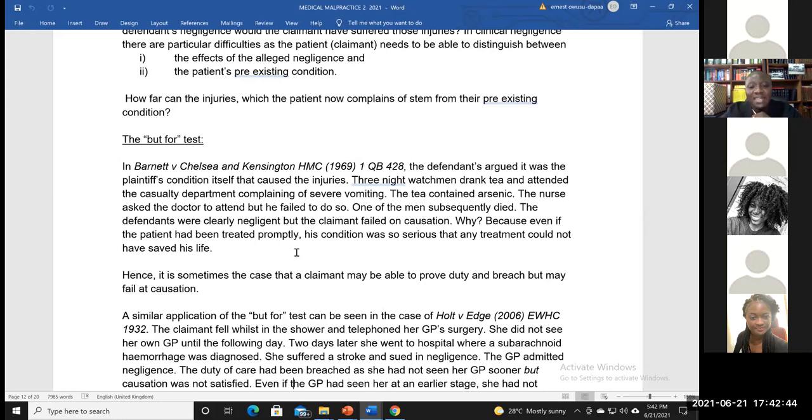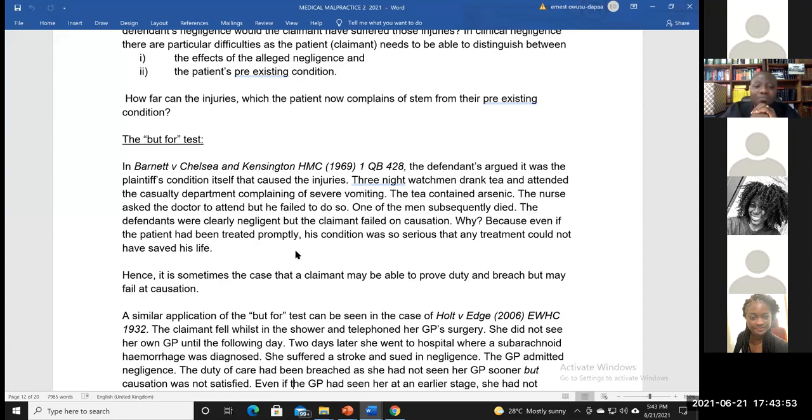And we know from the Barnett against Chelsea Kensington case, as we talked about the other day, that because of the poison which the plaintiff in that case was suffering from, you could establish that when those at the facility, the casualty department, for example, failed to get the doctor to attend to the patient, yes, that was a clear breach of duty of care. But can we say that the ensuing complication and the death, which we witnessed, could be blamed on the breach of duty of care? That is, the hospital not getting the doctor to attend to the patient when they were brought to the casualty department?